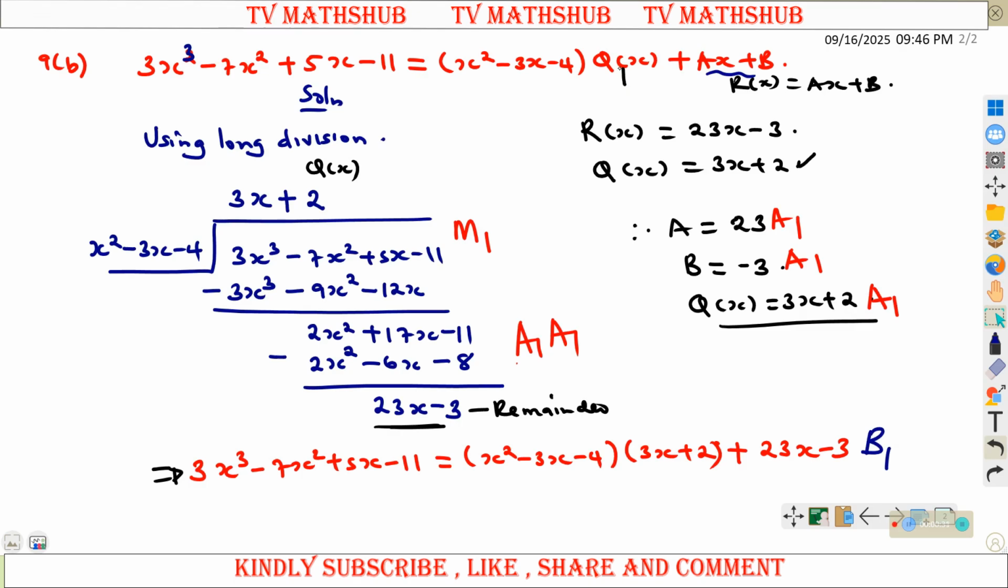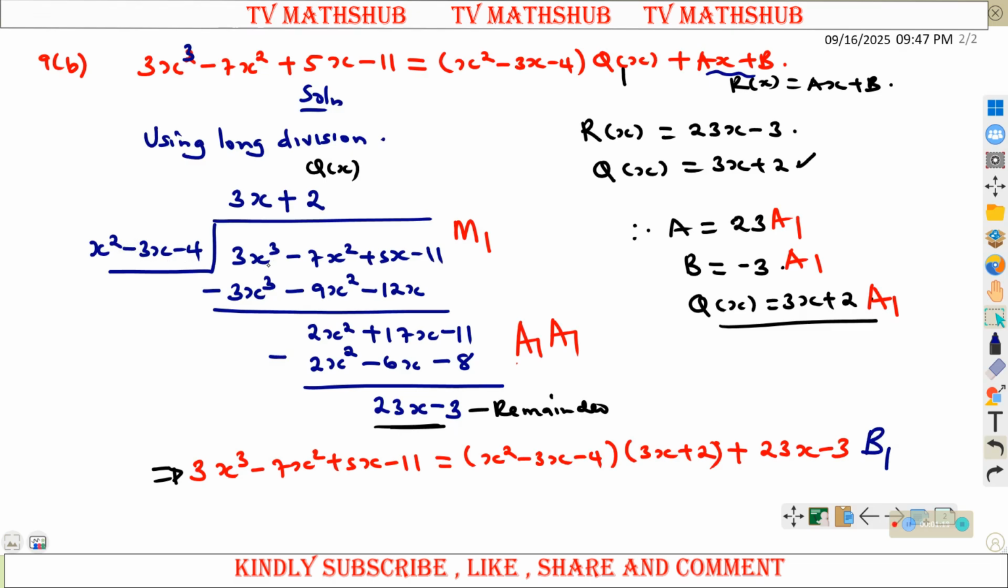Now what we need to understand is that q of x represents what we call the quotient, and ax plus b represents what we call the remainder. We shall easily solve this by using long division. We divide this by x squared minus 3x minus 4. What we obtain here becomes the quotient, and what we remain with becomes the remainder. So we shall get 3x cubed minus 7x squared plus 5x minus 11, and we divide it by this.